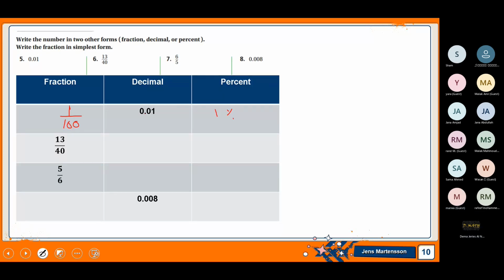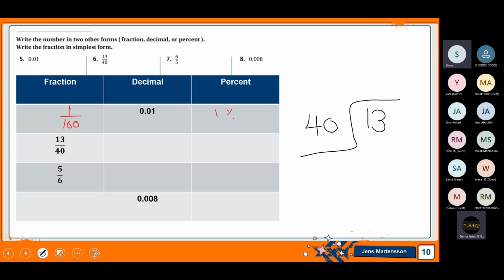Rafif. Yes, teacher. 13 over 40. Here, as you see, 40, we cannot write it as 100, so we have to divide. We will put 0 and a point. We will add 0 to make 130. Divide by 40.